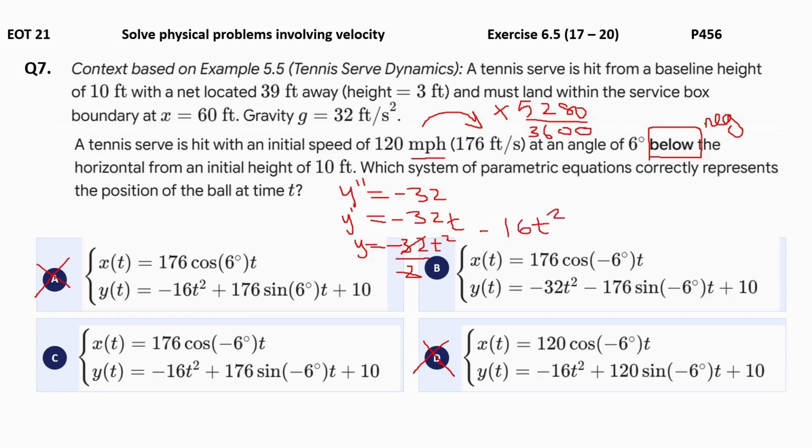So let's look for negative 16 t square in your y. At that time we will reveal it is not option B. So the correct answer is option C. Then as usual you have V sine theta t plus your initial height, which is already given as 10 feet. So we finalize the answer as option C.